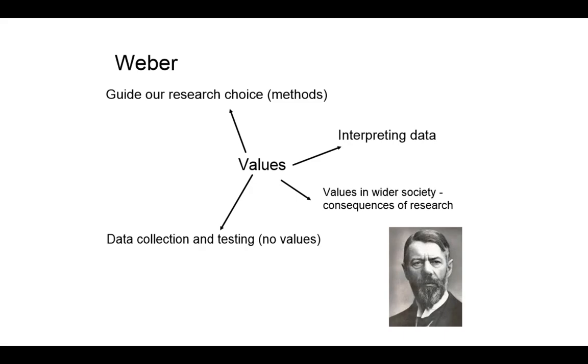And the final one, values in wider society and the consequences of research. Weber argues it's possible to do this objective data collection, but then who decides what we do with that data? Who decides what conclusions we draw and what policies we put in society? It will be our values that will determine what policies we put in to help society run.